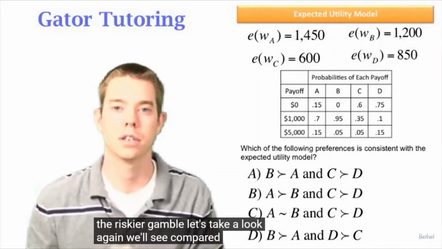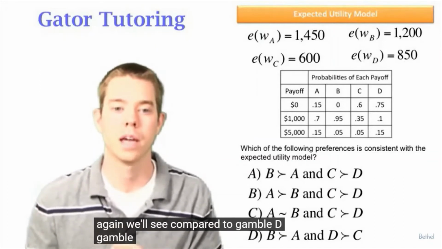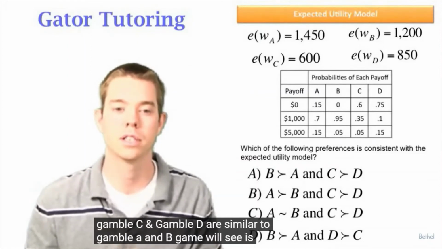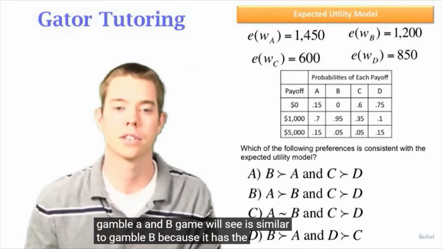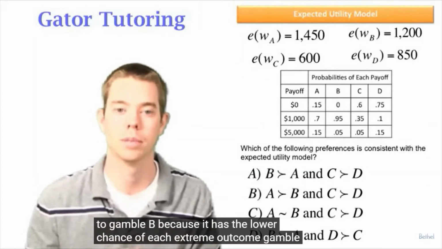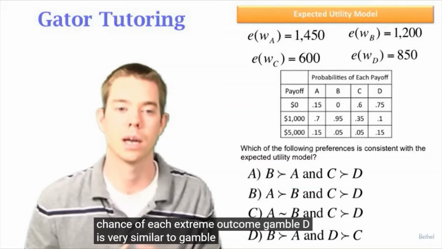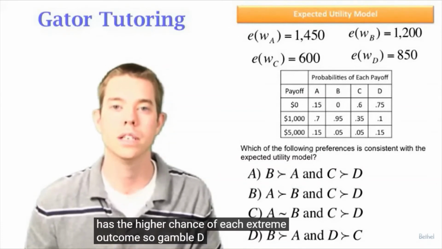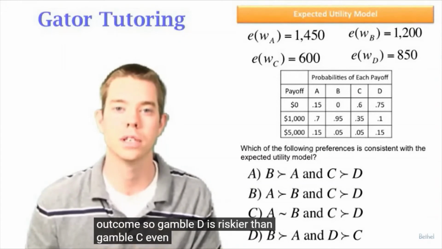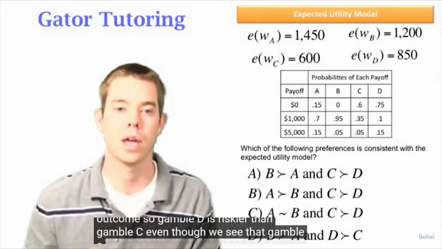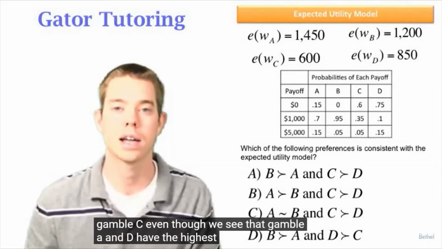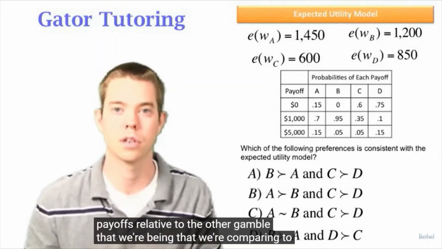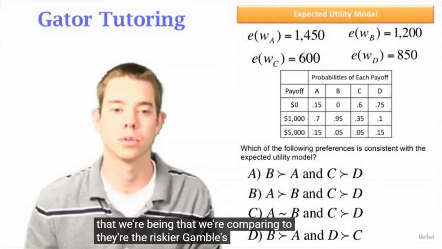Let's take a look at gamble C compared to gamble D. Gamble C and gamble D are similar to gamble A and B. Gamble C is similar to gamble B because it has the lower chance of each extreme outcome. Gamble D is very similar to gamble A because it has the higher chance of each extreme outcome. So gamble D is riskier than gamble C. Even though we see that gamble A and D have the highest expected payoffs relative to the other gamble that we're comparing it to, they're the riskier gambles.